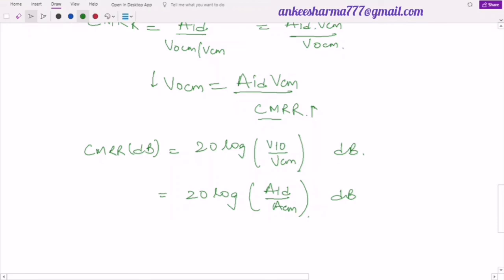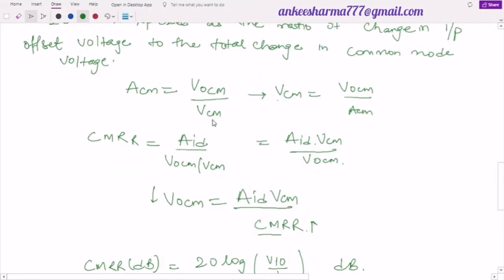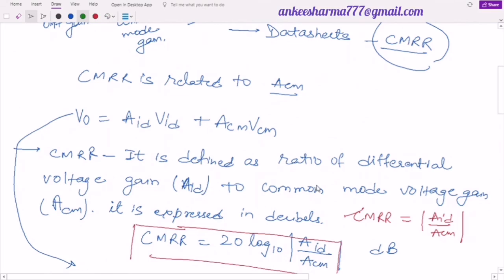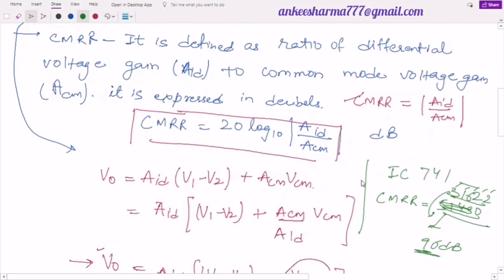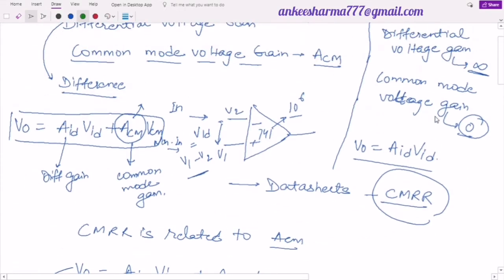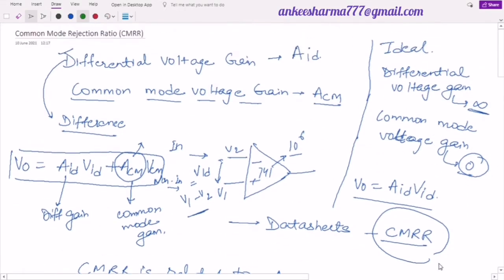So these are the two important formulas that you need to remember for the common mode rejection ratio. I guess it is clear to you what common mode rejection ratio is. In definition terms, it is the ratio of AID by ACM, but what it actually tells us is how capable an operational amplifier is of rejecting common signals. In the ideal scenario, the common mode voltage gain is 0, so your CMRR will definitely be equal to infinity.